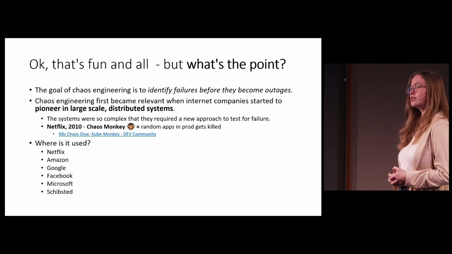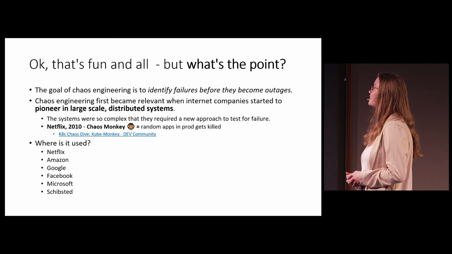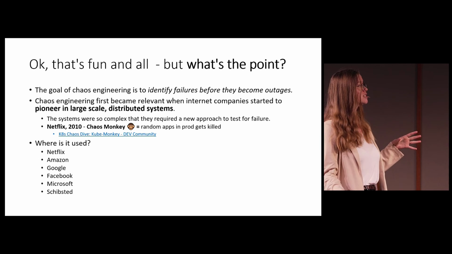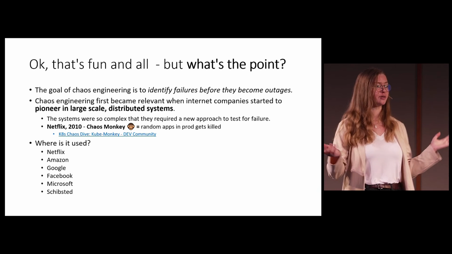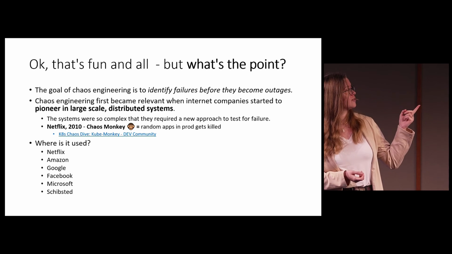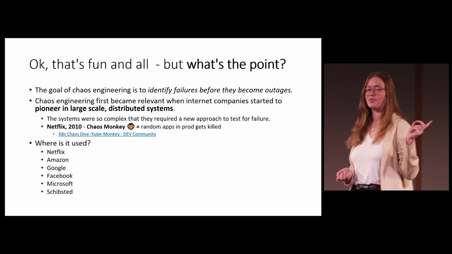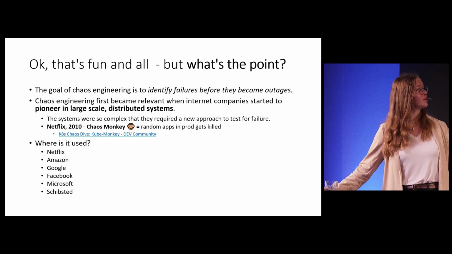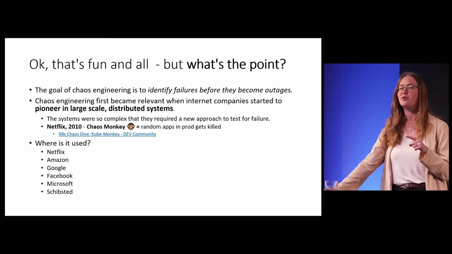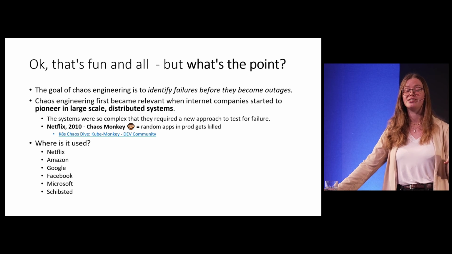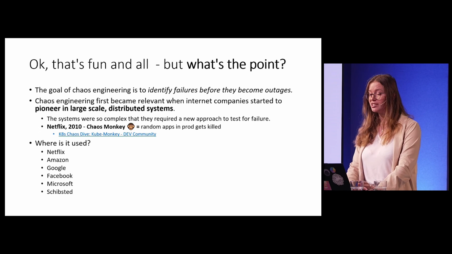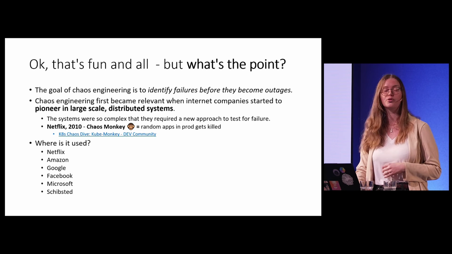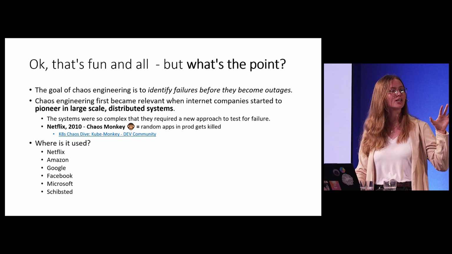And for the historically interested, chaos engineering as a principle became relevant when IT companies started to pioneer in large-scale distributed systems. Specifically, Netflix in 2010, they introduced a practice called Chaos Monkey, where they take down random apps in production and see how their system behaves, which is quite ballsy for a company like Netflix. But it does improve their system over time, although they are vulnerable at the moment.